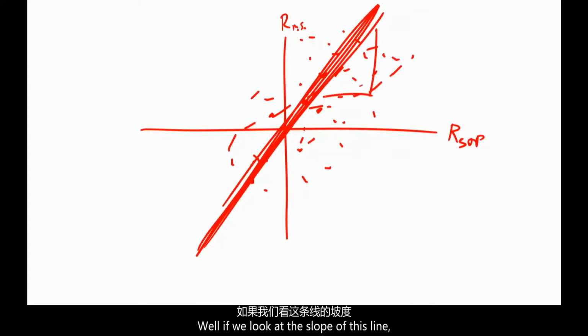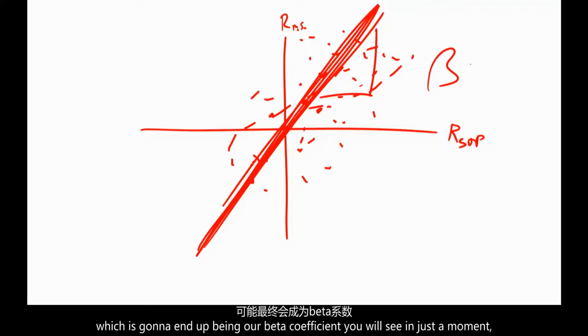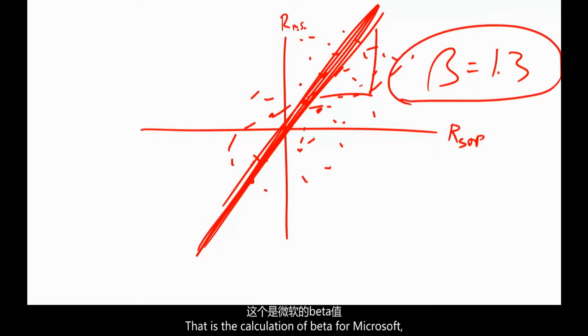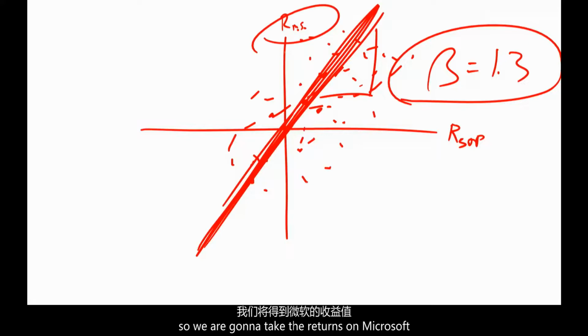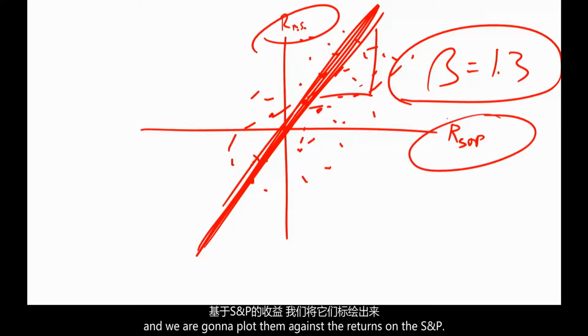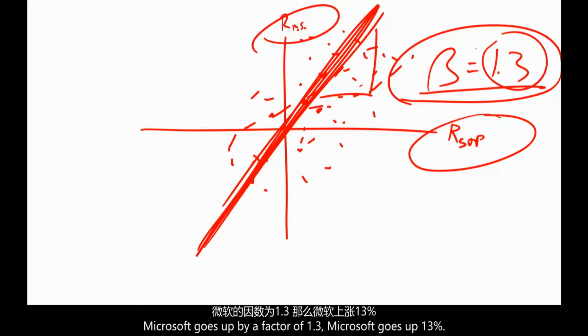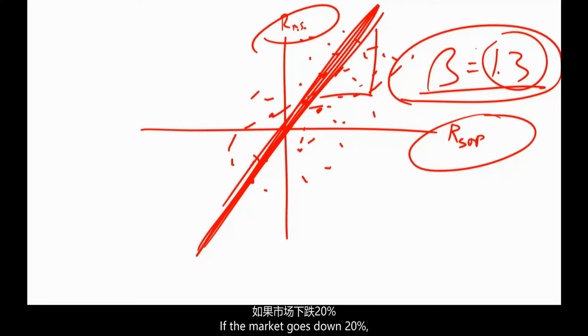Well, if we look at the slope of this line, which is going to end up being our beta coefficient, you'll see in just a moment, it might be 1.3, right? Well, that is the calculation of beta for Microsoft. So we're going to take the returns on Microsoft and plot them against the returns on the S&P, and the slope of the line tells me, look, if the market goes up 10%, Microsoft goes up by a factor of 1.3. Microsoft will go up 13%. If the market goes down 20%, then Microsoft is going to go down 26%, so it's going to go down by a factor of 1.3.